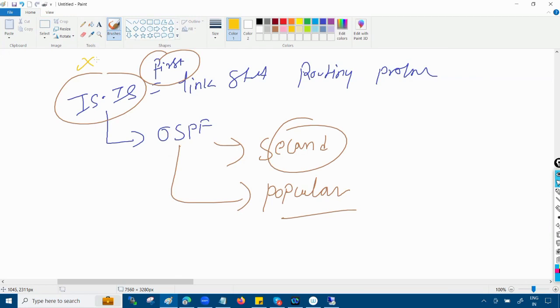But nowadays, everywhere, I'm telling you, everywhere. If you go to the data center, in ACI, you are running the IS-IS protocol. If I go to SD-Access, you are running the IS-IS protocol, right? If I go to the service provider network, you are running the IS-IS protocol.